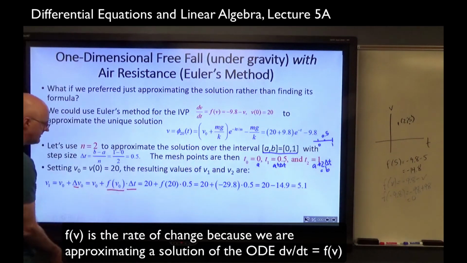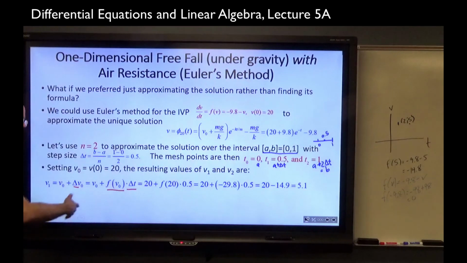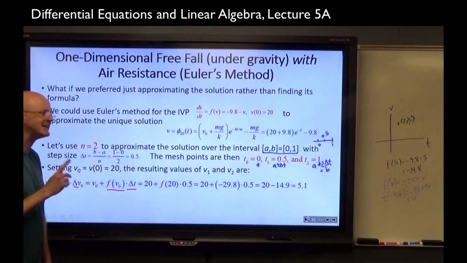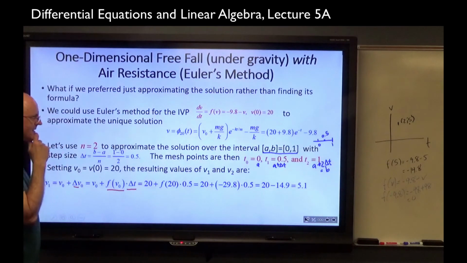Replace V0 with 20. Replace delta t with 0.5. Do the math. You get about 5.1. Double check my numbers here. I actually did not take the time to double check these numbers. There could be mistakes.